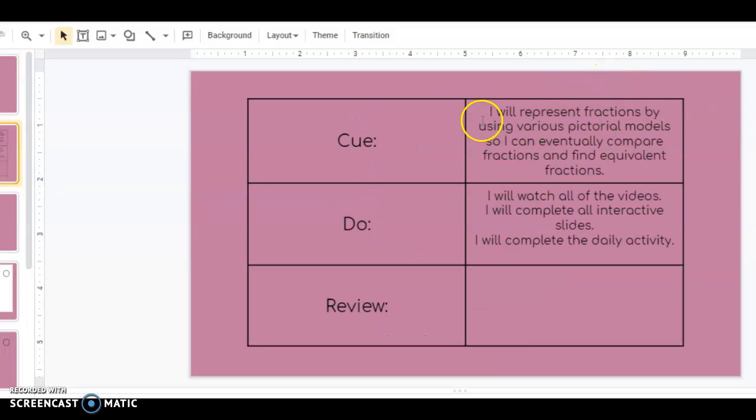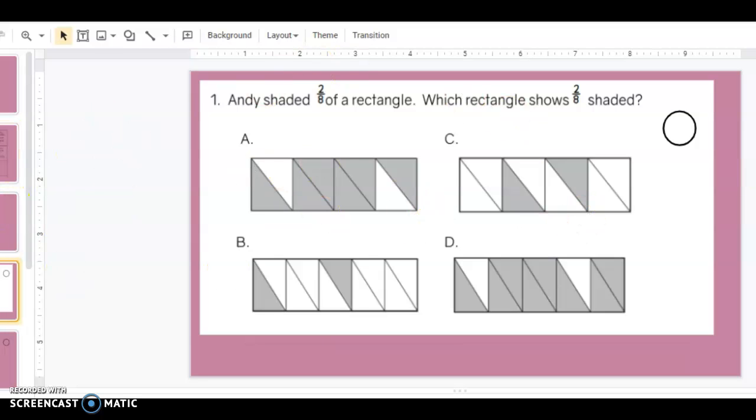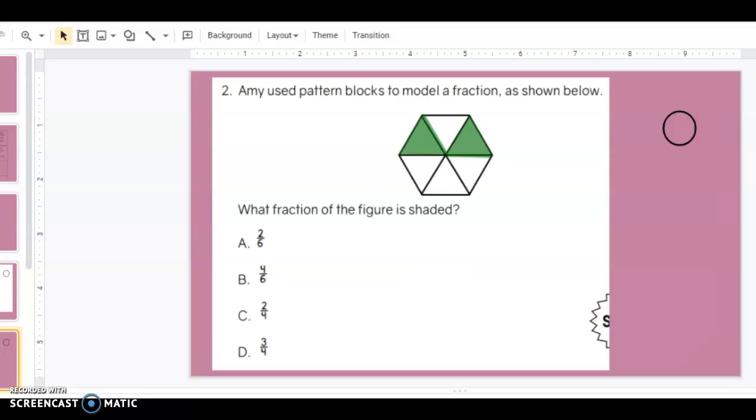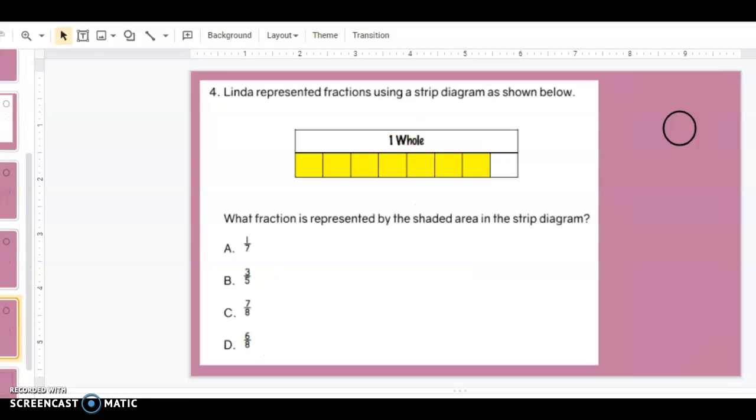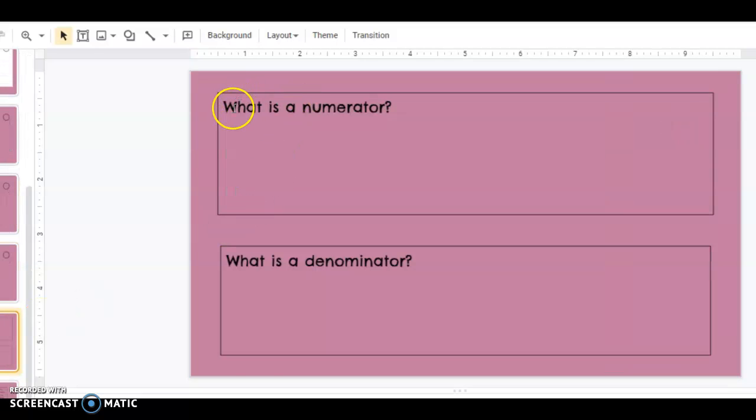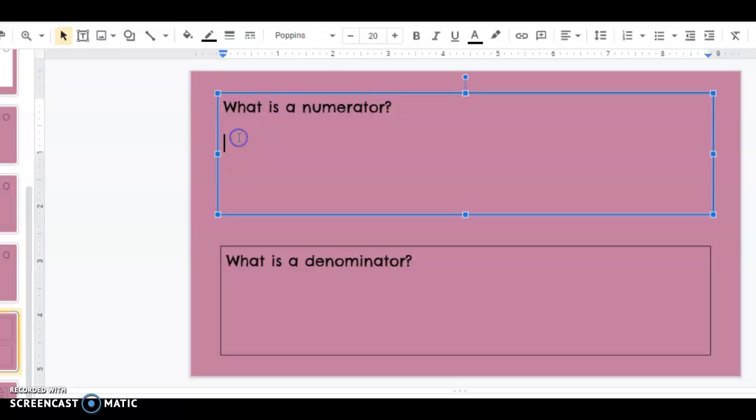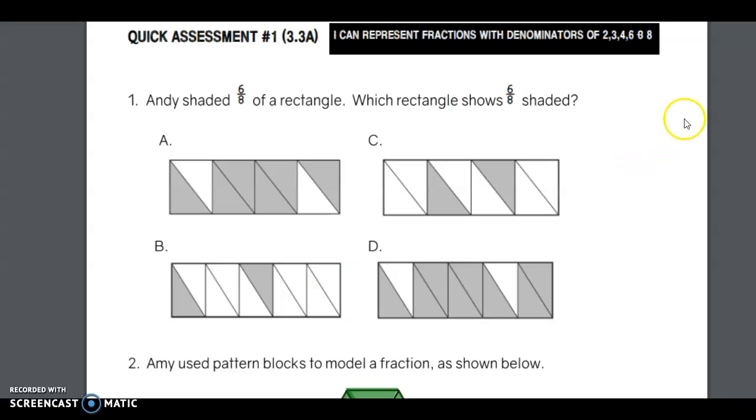Again, we're just going to be representing fractions using various pictorial models, okay? Today you're going to be answering these questions by yourself, and then you're going to tell me in a complete sentence what a numerator is and what a denominator is. A numerator is blank, a denominator is blank. And I am going to be going over these questions with you.